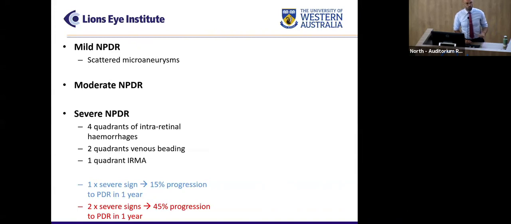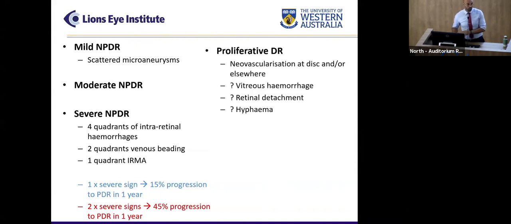If you have 2 severe signs, you've got an almost 50% chance of advancing to proliferative disease in the next year. So that's non-proliferative diabetic retinopathy: mild, moderate, severe. Then there's proliferative diabetic retinopathy, which means neovascularization. Neovascularization is often at the optic disc.